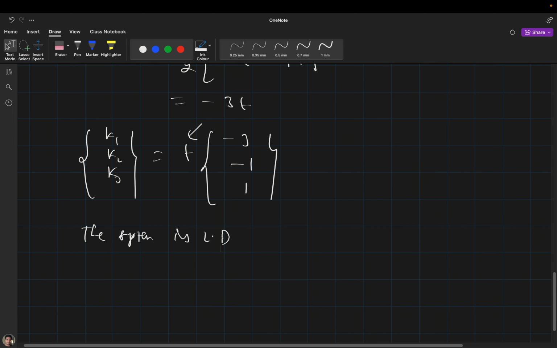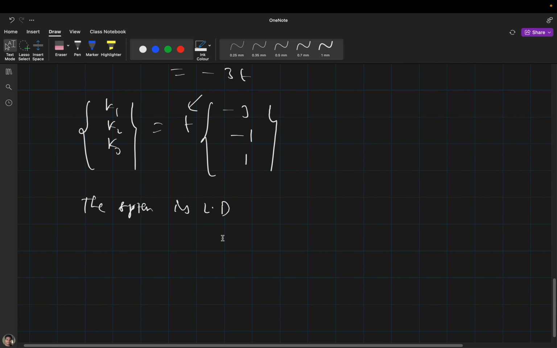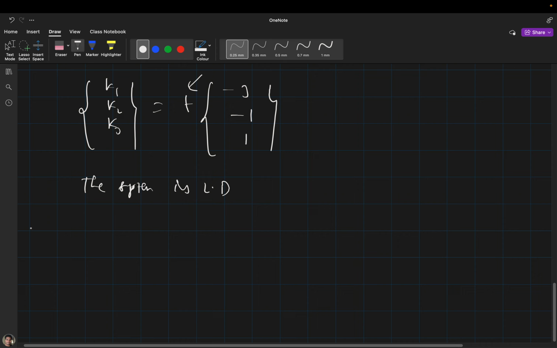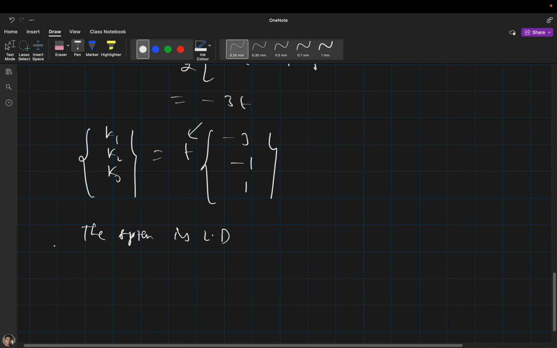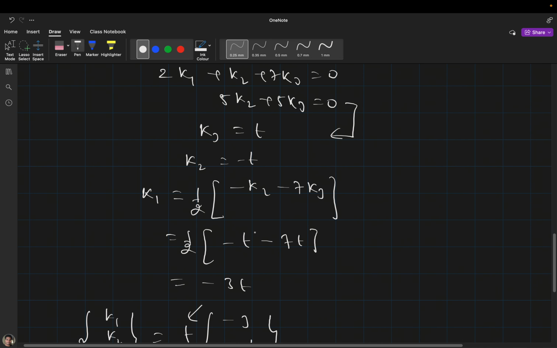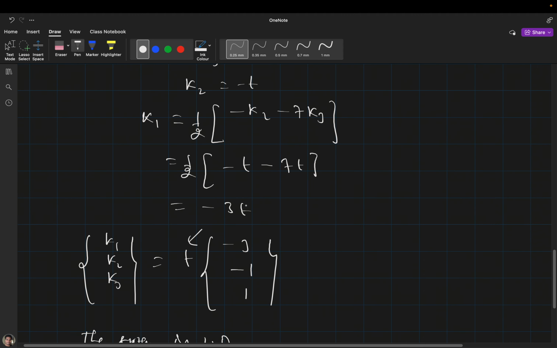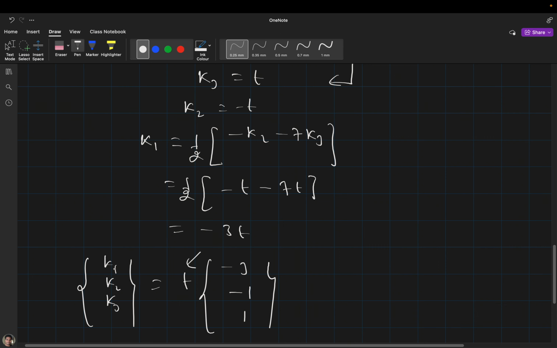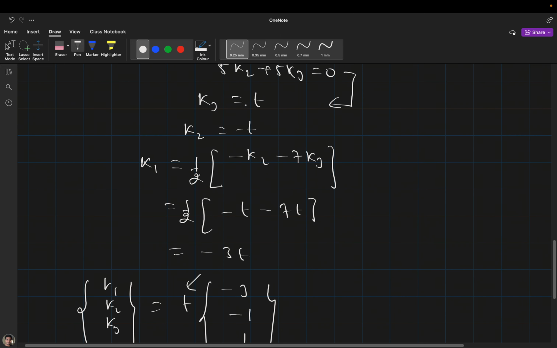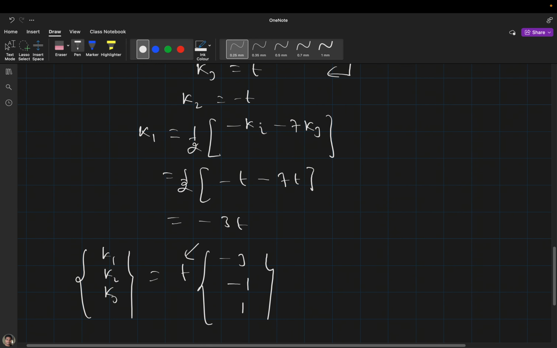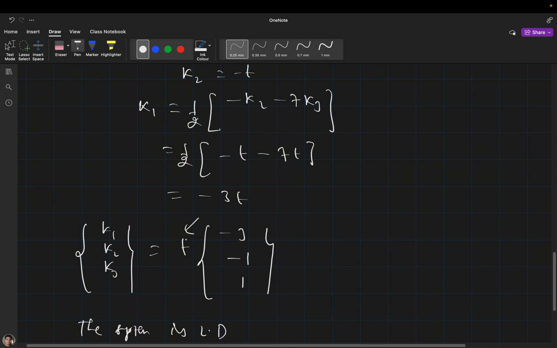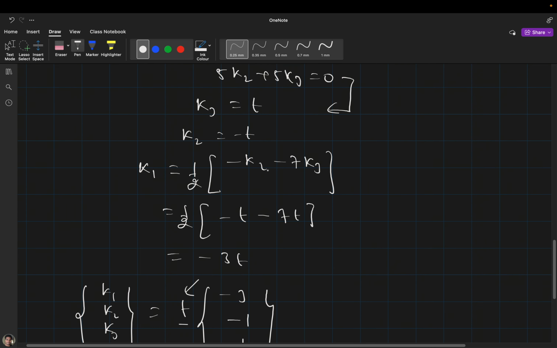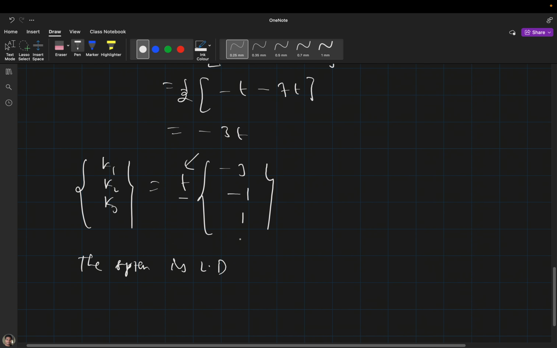Is it fine? Yeah, fine, sir. If you don't mind, please explain the last step, sir. This one. Okay, please scroll up. Yeah, so we can write it. You can see that k1 equal to minus 3t, right? K2 equal to minus t and k3 equal to t. So you can see that t is common. So we can take it outside and we can get minus 3, minus 1 and 1. Okay?